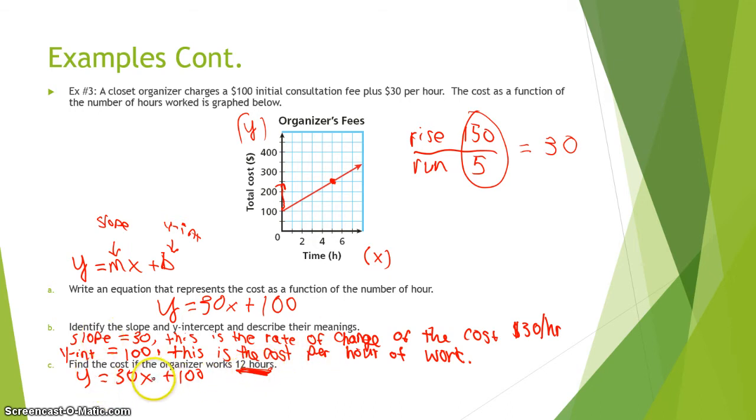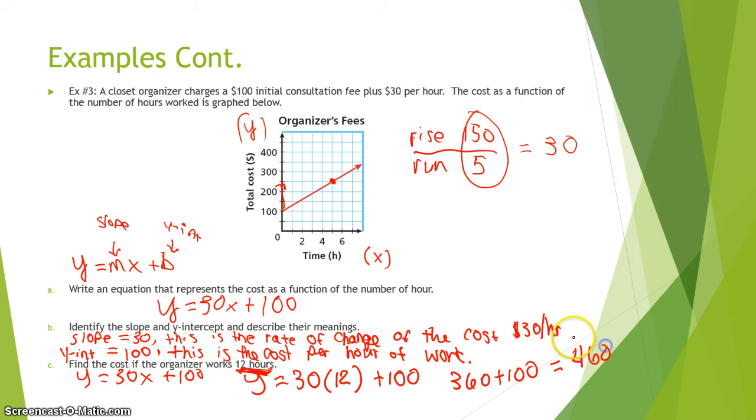Well, we're going to substitute 12 in for x, so I have y equals 30 times 12 plus 100. 30 times 12 is 360 plus 100, which equals $460. So what that means is when I put in 12 for x, my final answer y is going to be 460. So if this organizer works 12 hours, he's going to make $460.